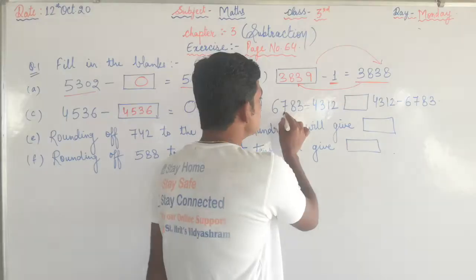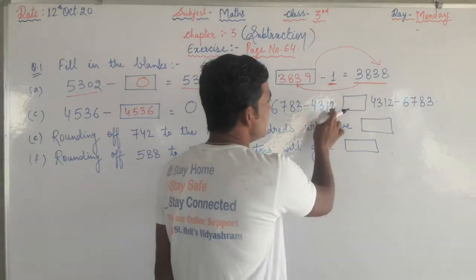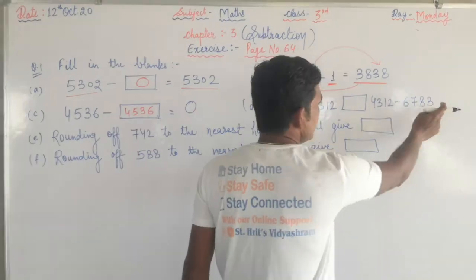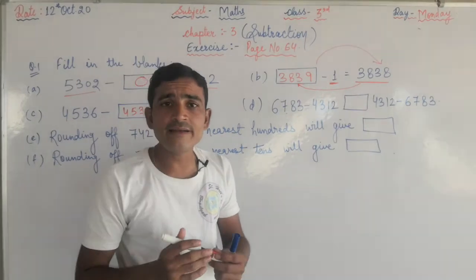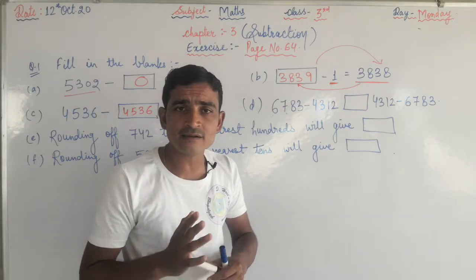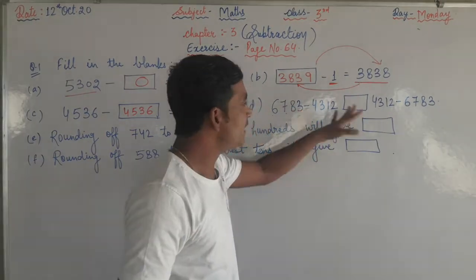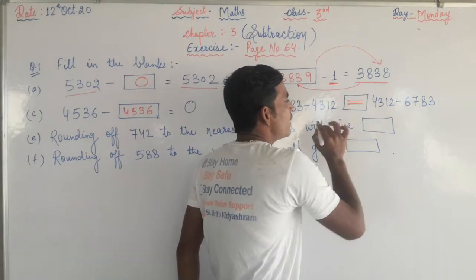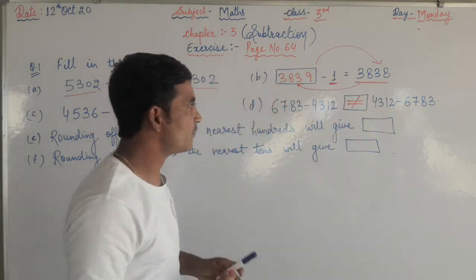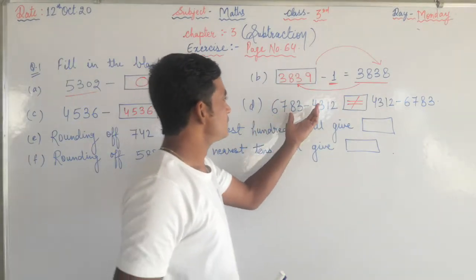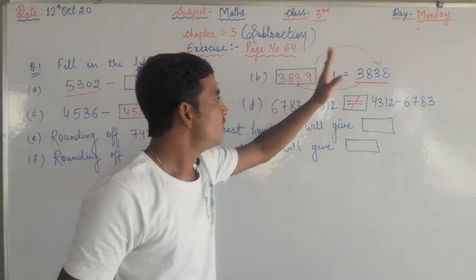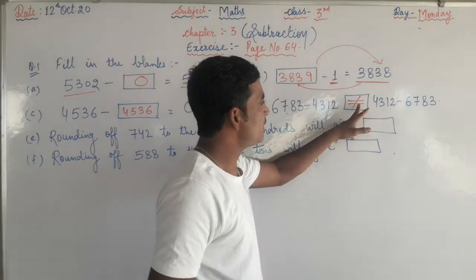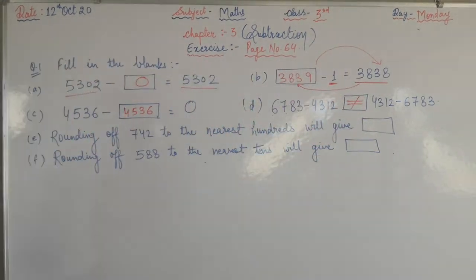See here, 6783 minus 4312 and 4312 minus 6783. In subtraction, we can't interchange the places of the numbers, because in that condition both the results are different. So this is not equal, and this is the symbol of not equal. The results on both sides are not equal, so what you have to do is put here the sign of not equal.